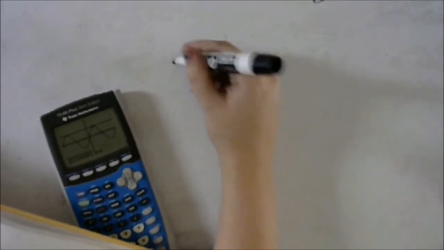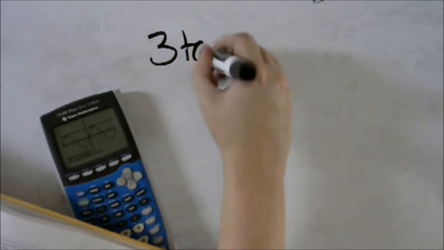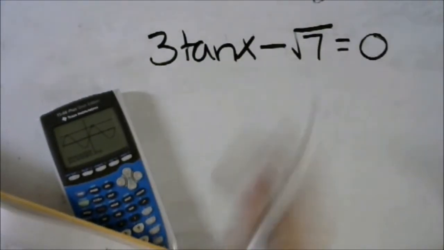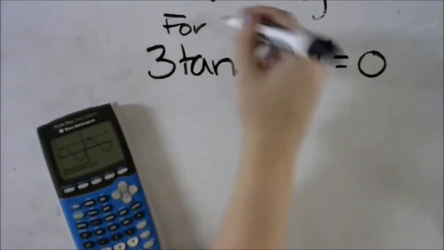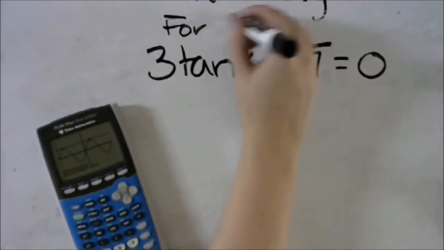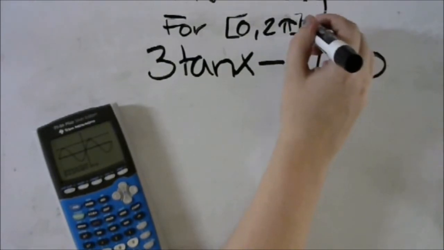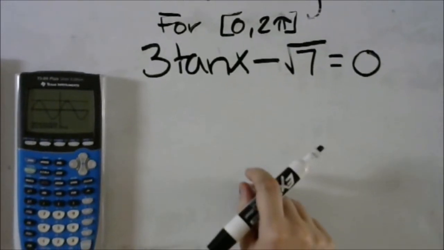For our last example, we're going to stick to problems written in linear form, but we're just going to keep adding steps to our solution process. So our next example is 3 tan x minus rad 7 is equal to 0. This equation, instead of all real numbers, I'd like you to find your answer for the range 0 to 2 pi. So we're going to stick to one rotation of the unit circle. How are we going to solve this equation for x?